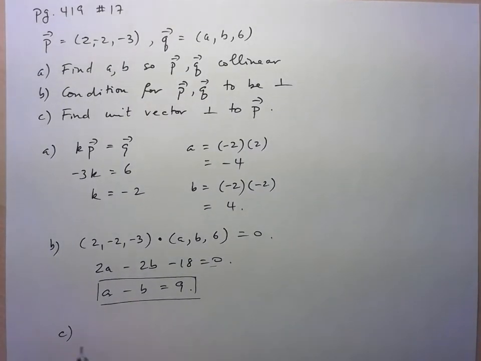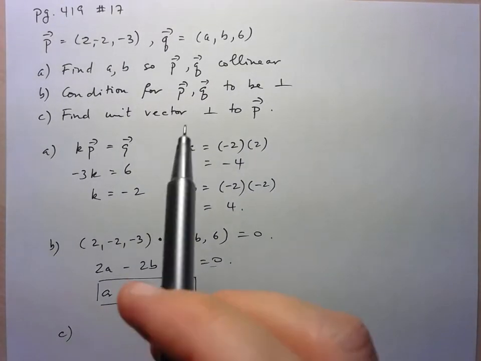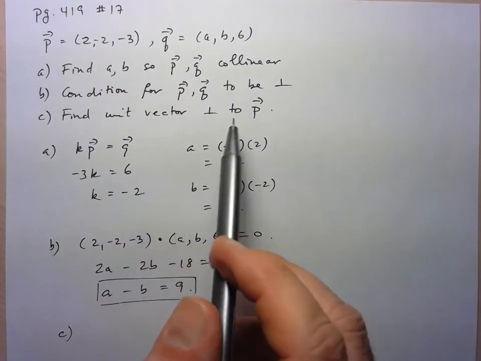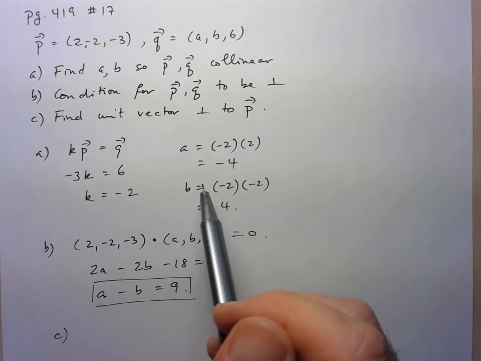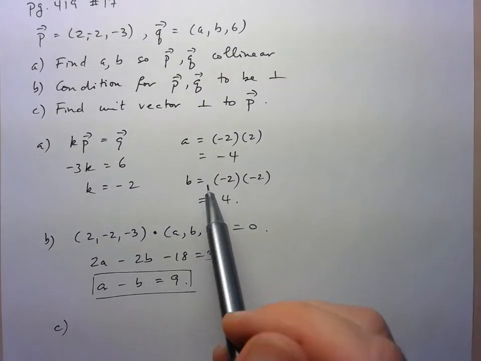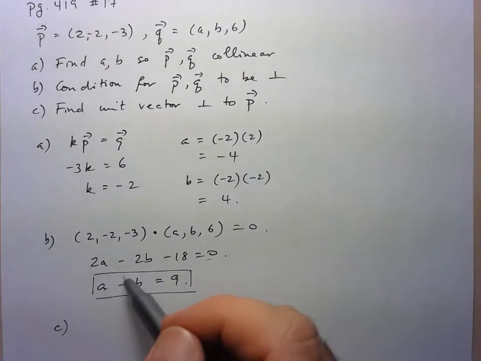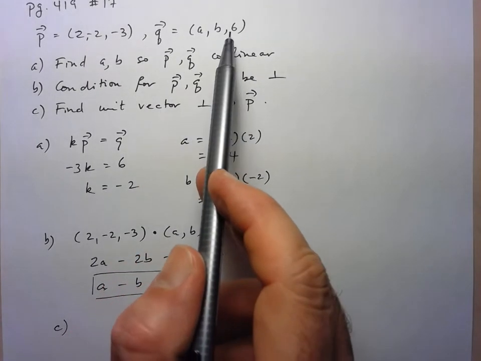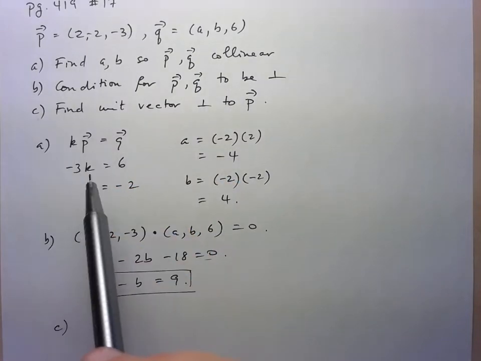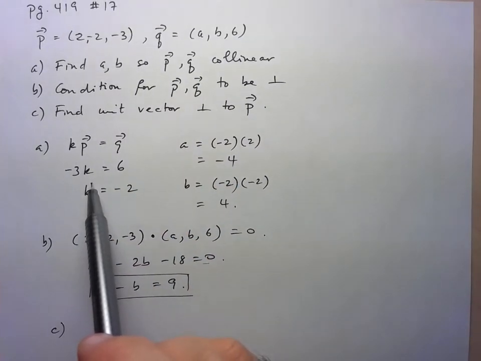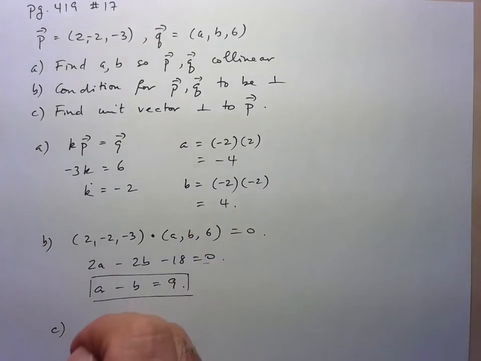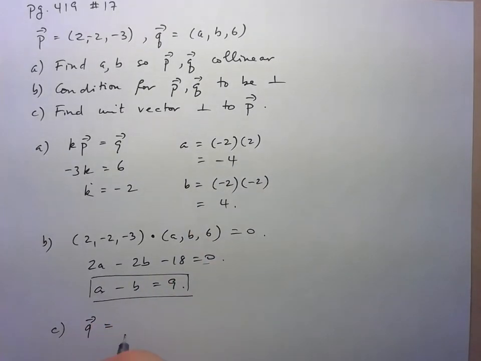So in c, they say find, and if you read the question, it says find a unit vector which is perpendicular to p, implying that there's probably more than one answer. In fact, what this relationship gives you is infinitely many vectors that are perpendicular to p. We need one that's going to be a unit vector. So let's first start by finding some vector q. Here, I'm going to take something really easy. I'm going to assume b is equal to 0, so a is going to have to be equal to 9.